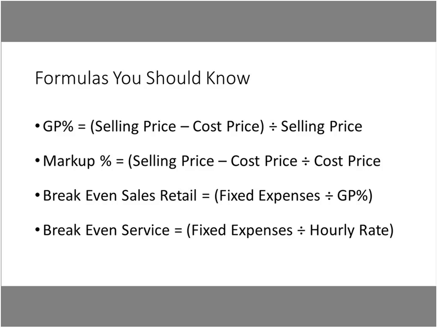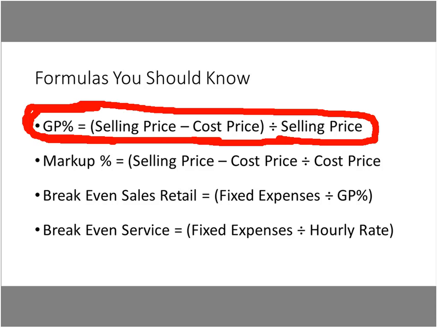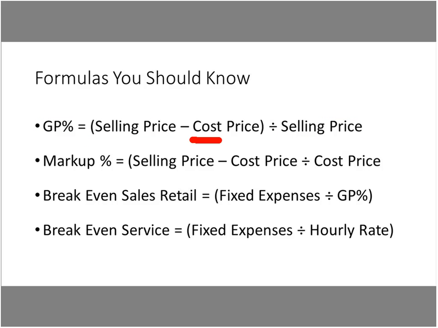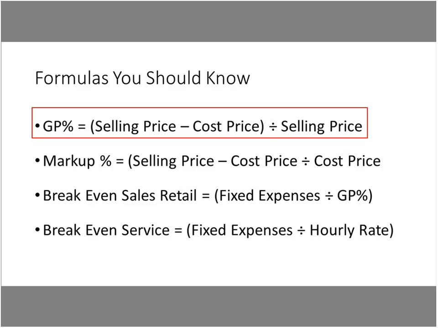All right, so let's go through some of the formulas that I discussed last week that are very important. The first one was your gross profit percentage. The way you calculate it is you take your selling price minus your cost price, divided by your selling price. Keep that in mind at any time in your business. If you want to calculate the gross profit on any product, all you do is use that formula, a really simple formula, and you must remember that.